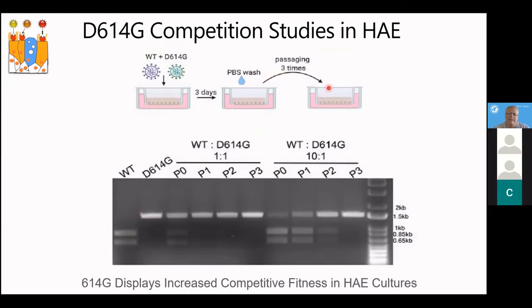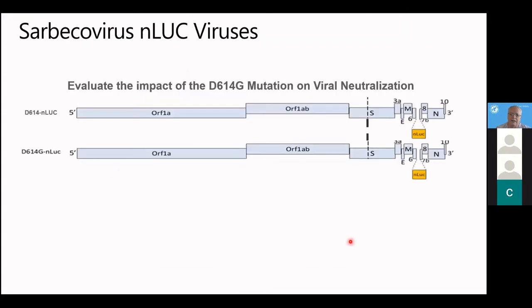And then every 3 days we passaged virus onto fresh cultures to look at the fate of the two progenitor viruses and to see which one was more fit. Doing these competition studies at a 1-to-1 or at a 10-to-1 ratio, we'll just focus down here at 10-to-1 because it's clearer. You can see that the G variant rapidly outcompetes the D variant in every assay. This demonstrates at least one of the reasons why the G variant would have been capable of outcompeting the D variant and becoming the most prevalent strain globally.